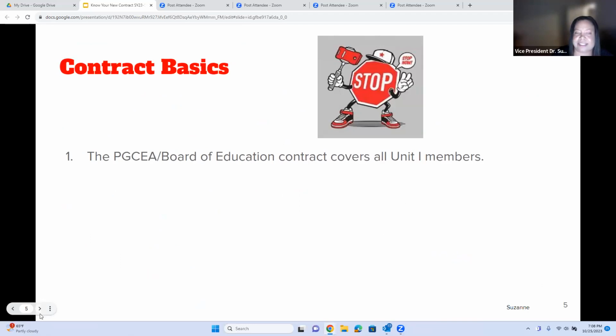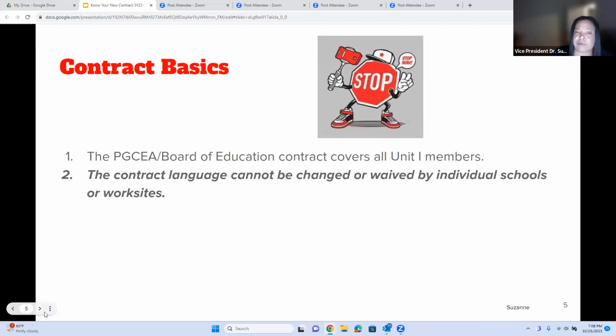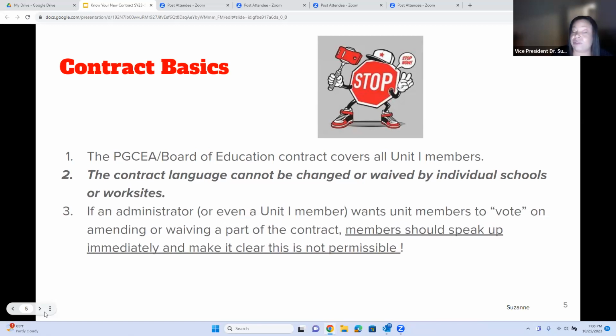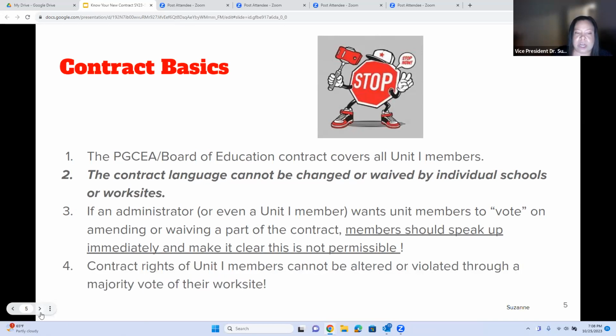Contract basics. First, the PGCEA/Board of Education contract covers all Unit 1 members. The contract language cannot be changed or waived by individual schools or work sites. If an administrator or even a Unit 1 member wants unit members to vote on amending or waiving a part of the contract, members should speak up immediately and make it clear this is not permissible. Contract rights of Unit 1 members cannot be altered or violated through a majority vote of their work site.